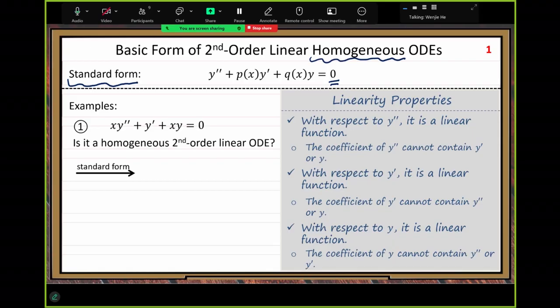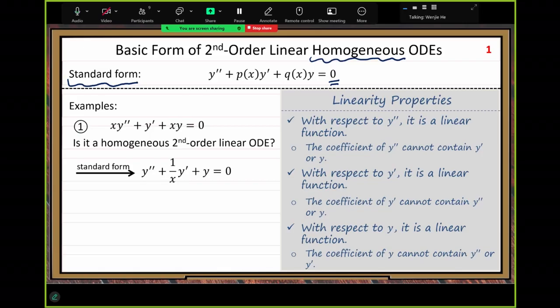Sometimes if you want, you can convert it to standard form. So you just divide both sides by x. After that conversion, you get a standard form. But because you did a division by x, you need to consider the standard form and the original form. Are they equivalent? They could be slightly different.